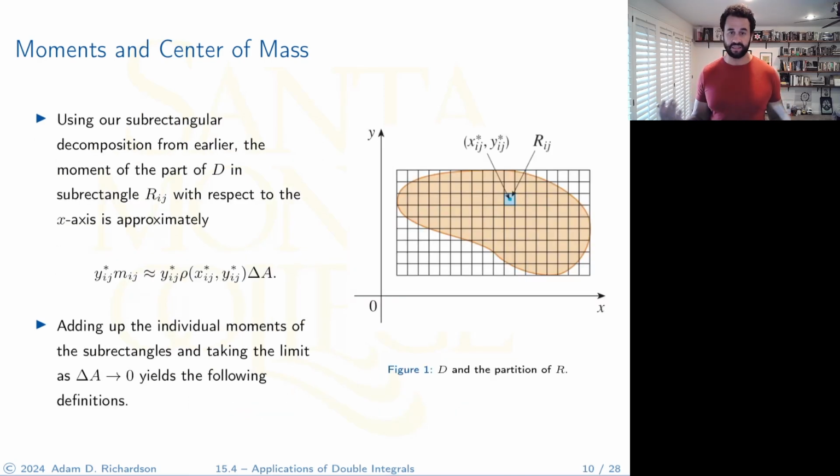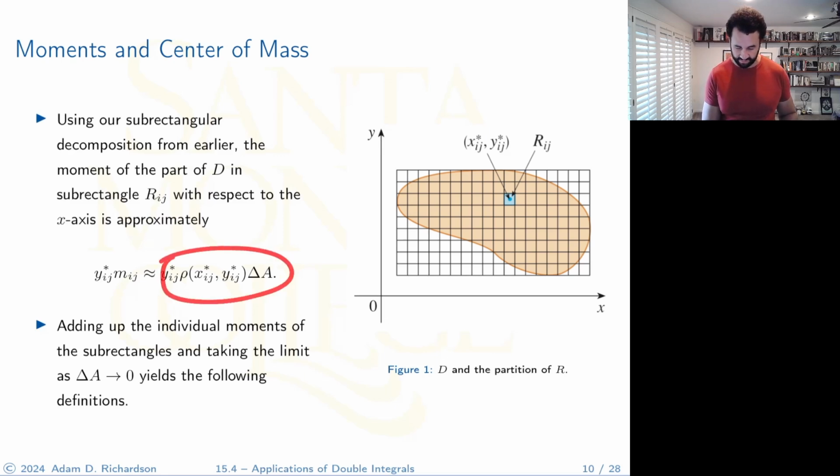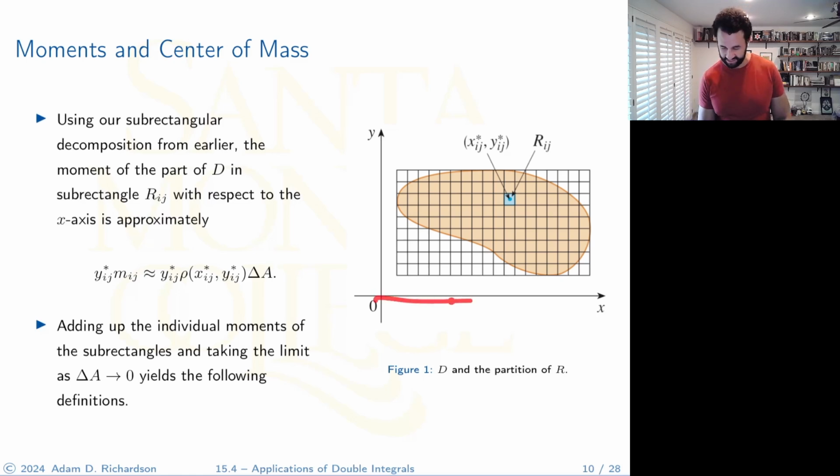Okay, so now here's how we're going to set this up. We're going to do the same technique. We're going to use our subrectangular decomposition from earlier. The moment of the part of D that is in a subrectangle with respect to the x-axis is approximately this value right here. And remember, because we're taking the distance from the x-axis, this distance is actually y. So that's why you have the variable y there. Even though we're saying it's with respect to the x-axis, the reason that it's y is because this is where we're measuring from, this is where we're measuring to, and so the distance is actually in terms of y.